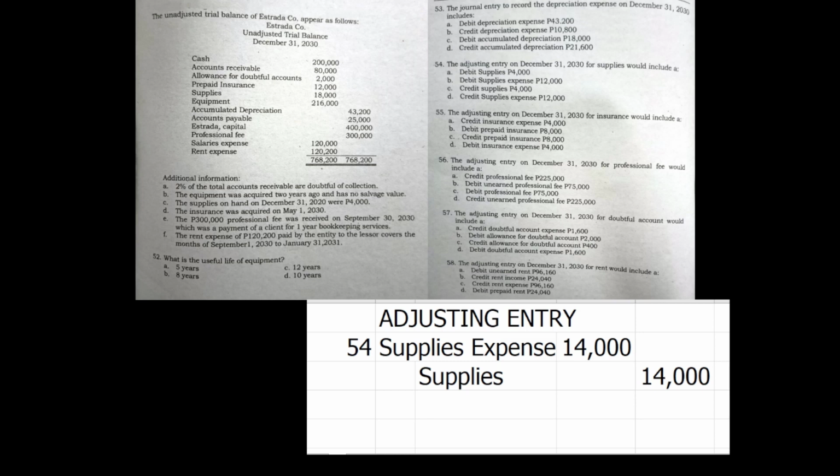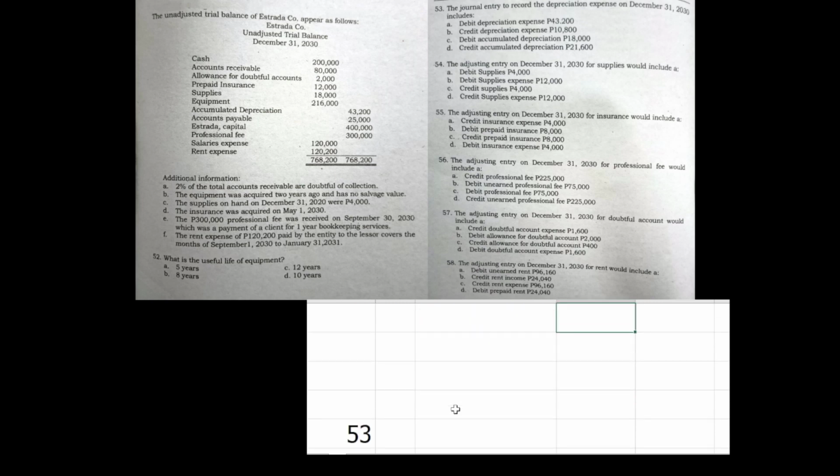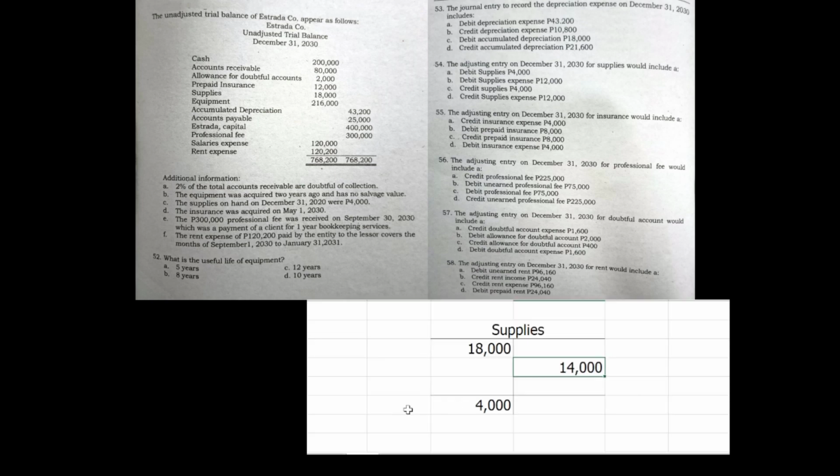So next, let's proceed with number 55. The adjusting entry on December 31 for insurance would include A. So dito na naman tayo sa insurance. So for our insurance, we have here our given. Ano ba yung given natin?